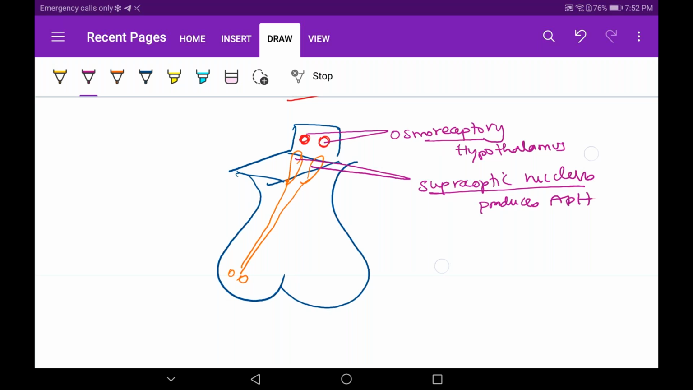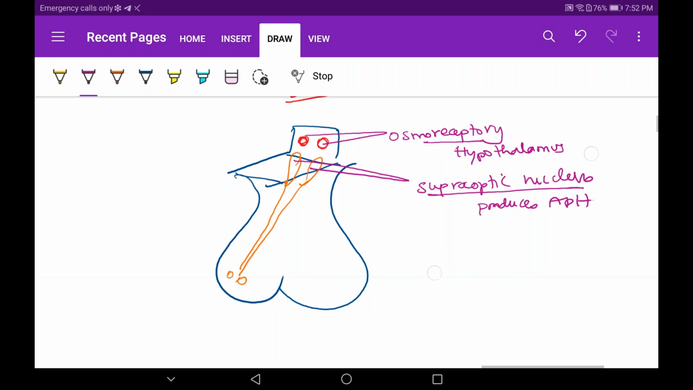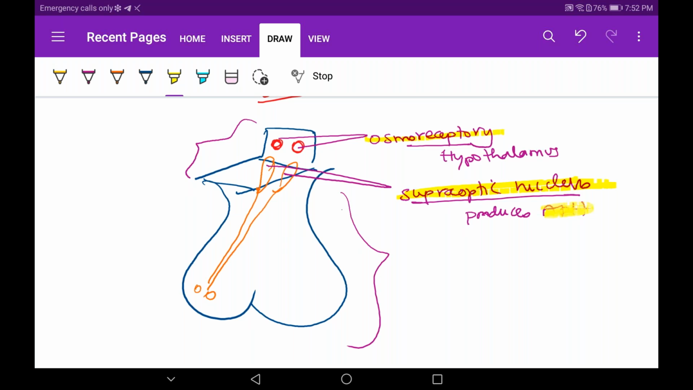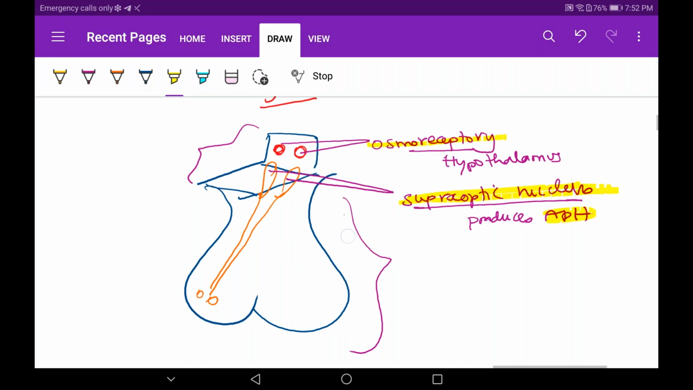Okay, right. So in the ADH part, this is the hypothalamus. This is the pituitary, right? So in the hypothalamus, there are certain osmoreceptors. Osmoreceptors are connected with the supraoptic nucleus, but the supraoptic nucleus produces the ADH. Till now, you have understood the labeling? Yes, you have understood.